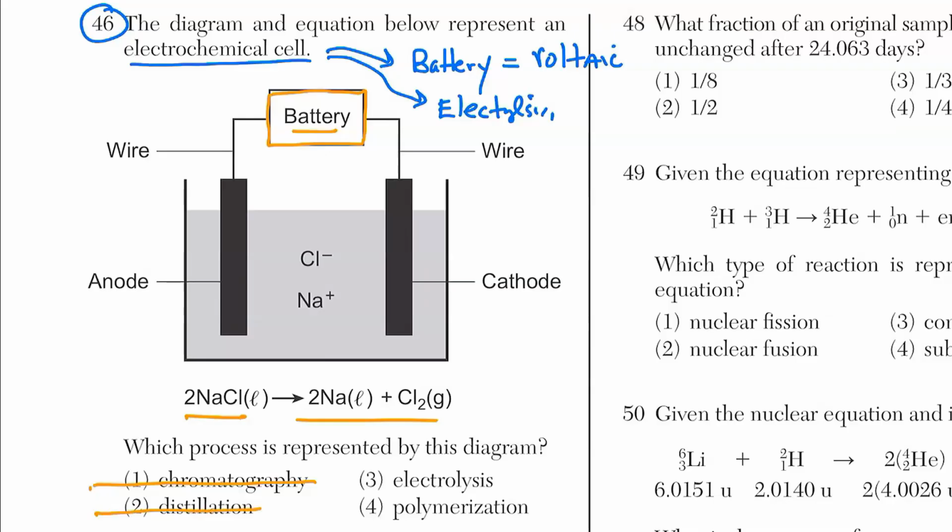It's not polymerization. We're not making a monomer repeat over and over again, like amino acids bonding together to make proteins. It's electrolysis. It's a pretty simple one there. If you got it wrong, I'm sorry, but you should recognize the fact that it has a battery.